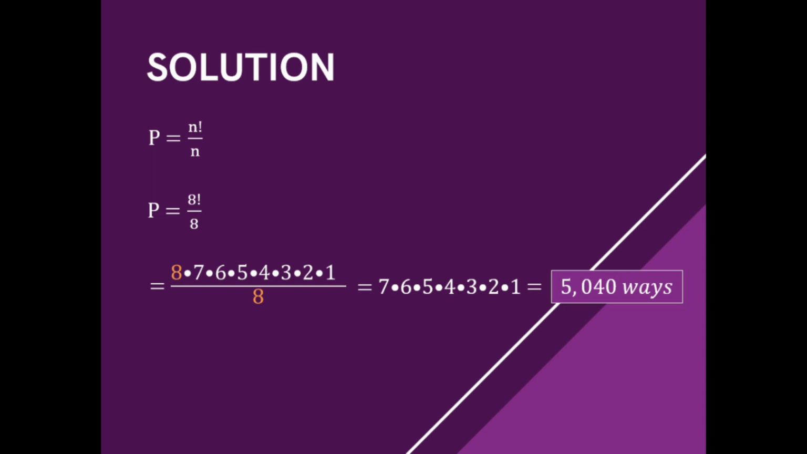Expand the numerator, which is 8 factorial, and cancel 8 both in the numerator and denominator. So we have 7 times 6 times 5 times 4 times 3 times 2 times 1, which is equal to 5,040.